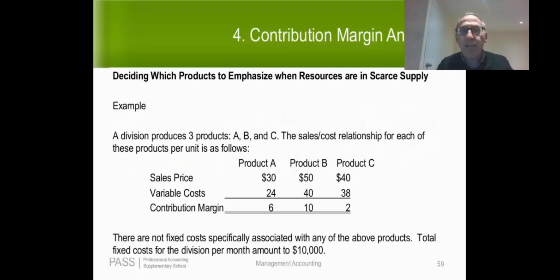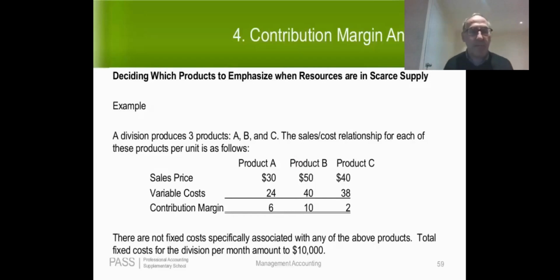And now the next topic I'd like to look at, or let's call it the next application of contribution margin, is deciding which products to emphasize when resources are in scarce supply. Now, this has come up more than once on the CP, so please listen very carefully. It's very, very mechanical, and I would be more than happy if it came up on my CP because it's very mechanical. So if you know how to do it, it's not very difficult.